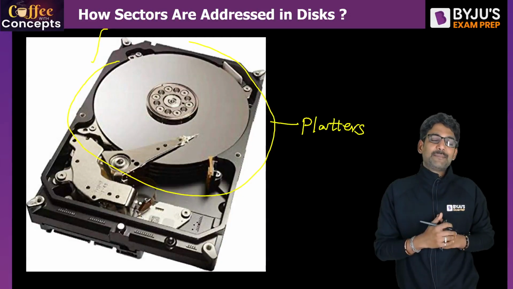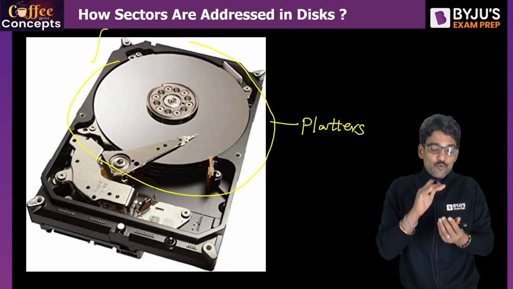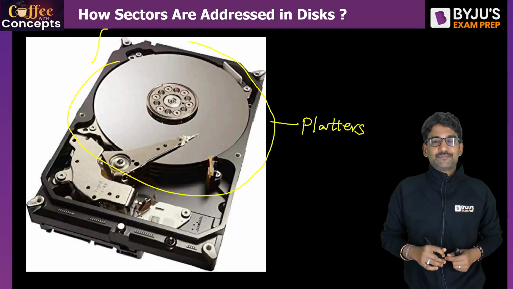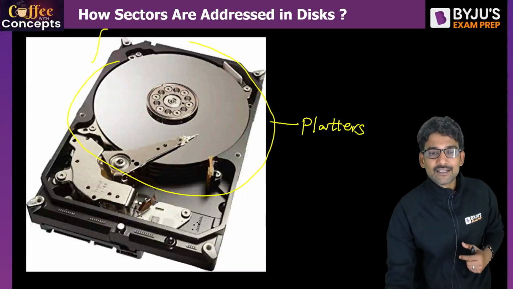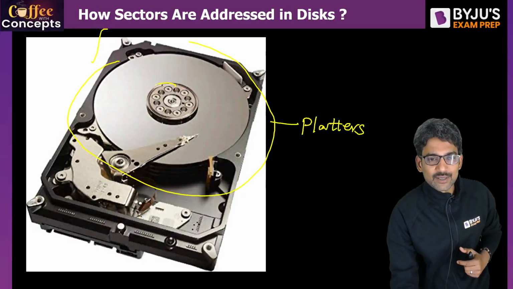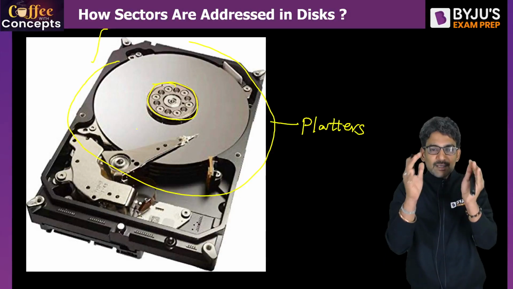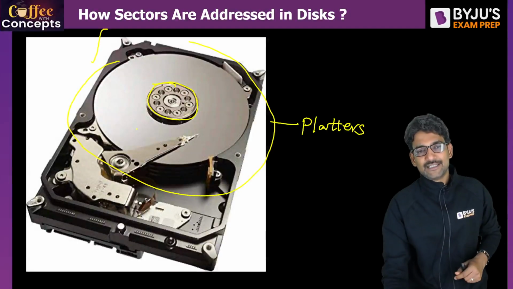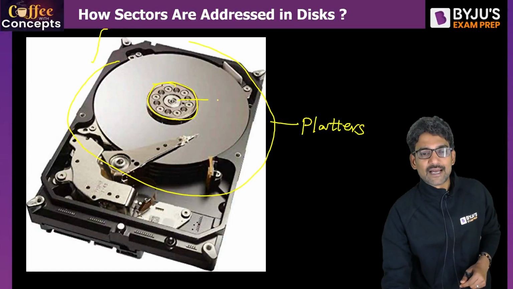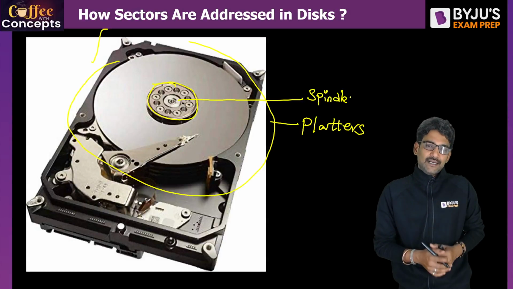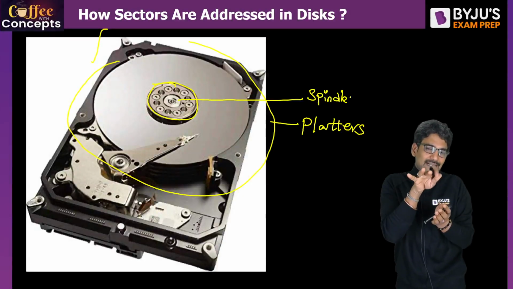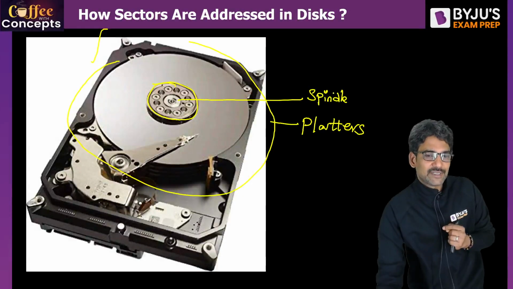How are these multiple platters arranged? One over the other. Where? See this central location, where all the platters are mounted. This is what we call the spindle.